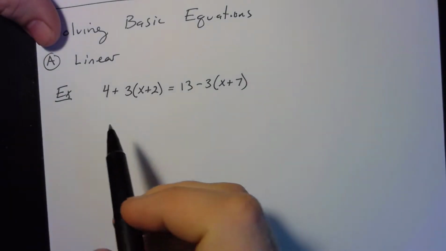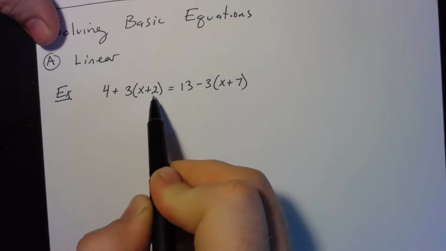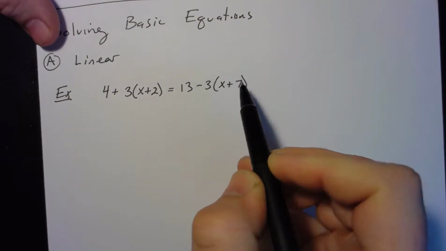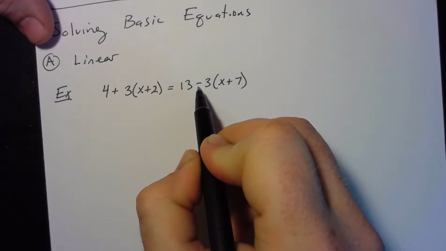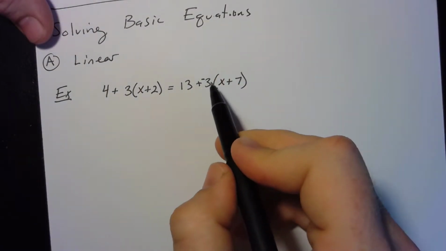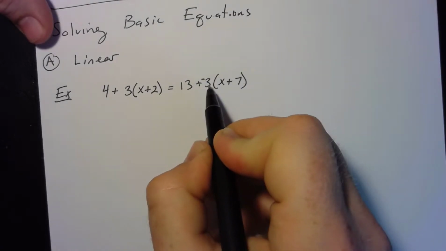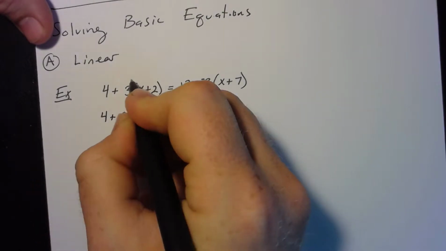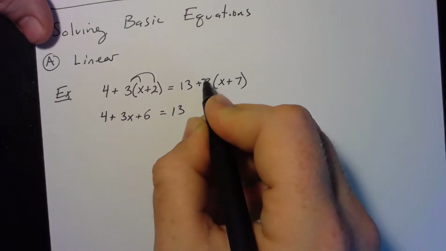Now in this equation you'll see that we have 4 plus 3 parentheses x plus 2, which means that this 3 is multiplied by this entire set of values, equals 13 minus 3 times this entire set of values. One thing that is most commonly mistaken is that this is technically 13 plus a negative 3, so this negative 3 has to be distributed to everything here. When we see a negative in front of a number in front of a set of parentheses, we must distribute that number to all the terms inside that parenthesis. If there's a negative, we must distribute that negative to all terms.